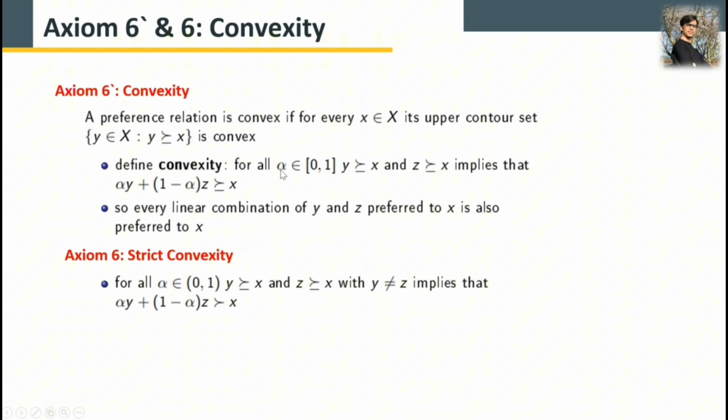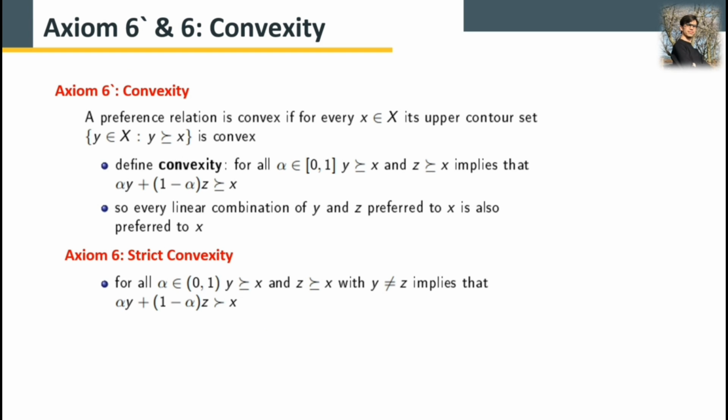So we can define convexity by this statement. For all alpha in the set of 0 to 1, if y is at least as good as x and z is at least as good as x, this implies that alpha multiplied by y plus 1 minus alpha multiplied by z is also at least as good as x. What does it mean? It means that any point between y and z is also at least as good as x.